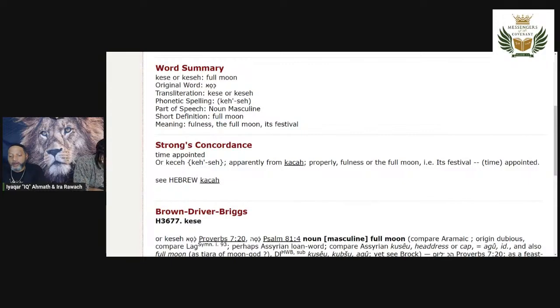All right. So getting back over here. Read that one more time in Psalms 81. Book of Psalms, chapter 81, verse 3. Blow up the trumpet in the new moon, in the time appointed on our solemn feast day.